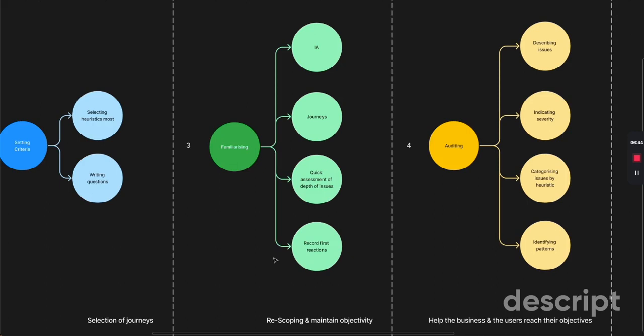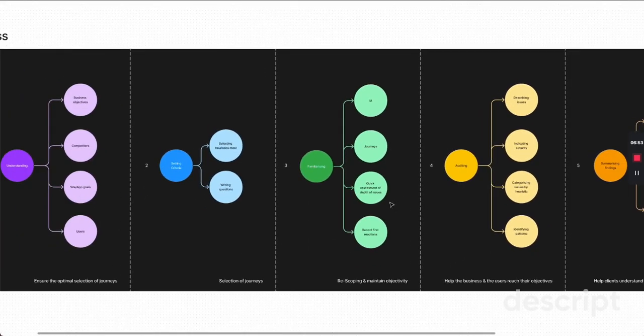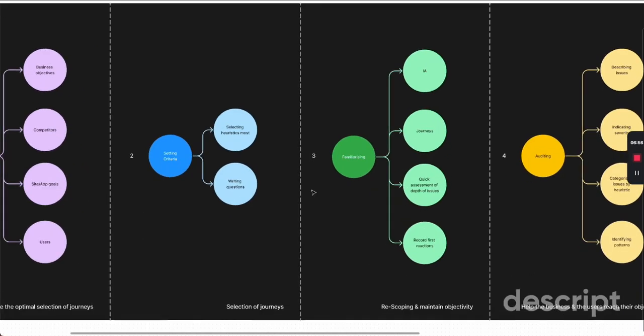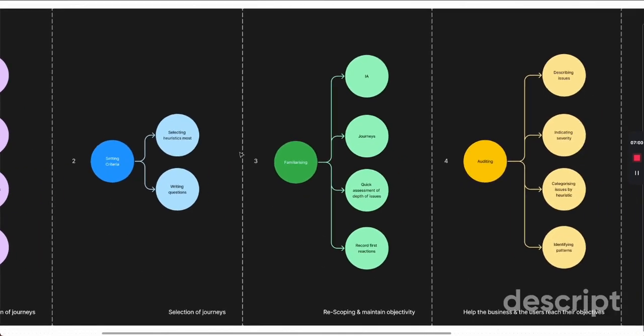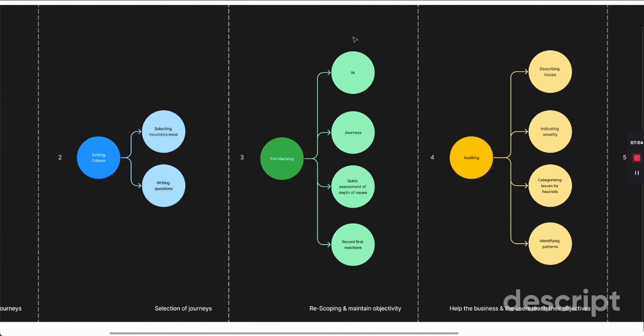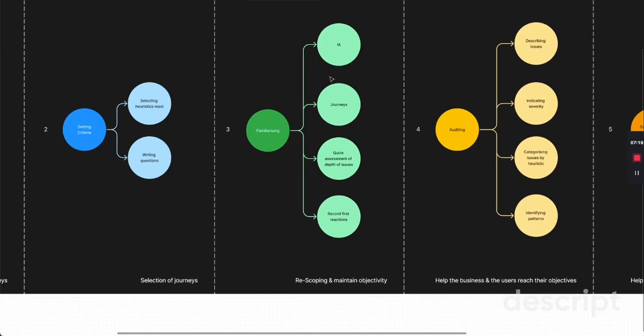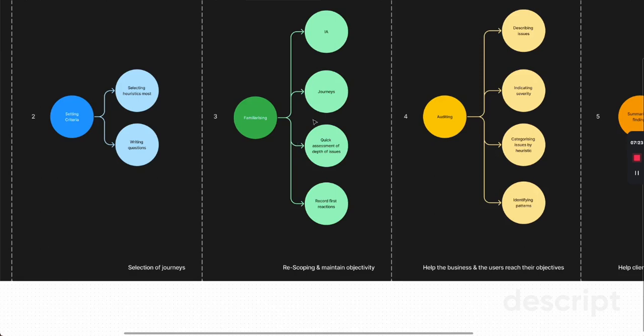The third one is familiarizing, and here we are digging deeper into the journeys that have been selected, and normally those are selected either before or during this second step. So we are trying to familiarize ourselves with the site or the app. While we are familiarizing with it, we might go through flows and start teasing out the information architecture, how those journeys are. And we do a light version or quick assessment of the issues that we are finding through this first phase of familiarization.